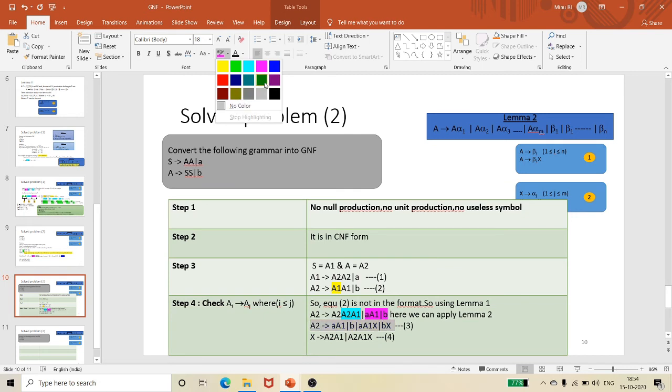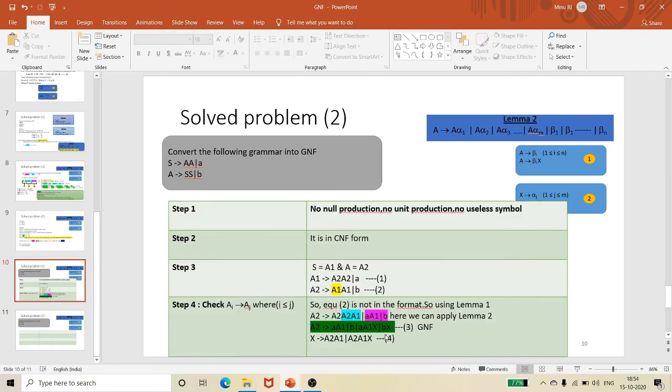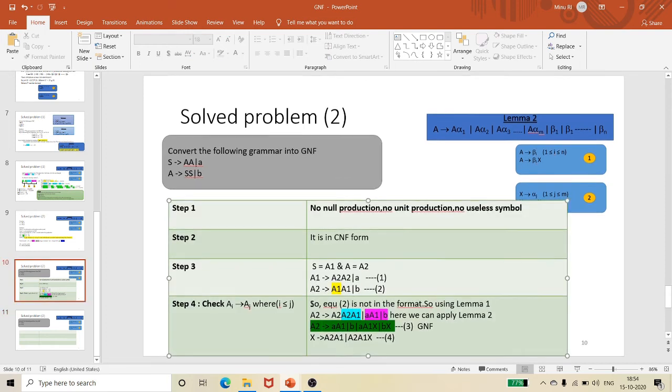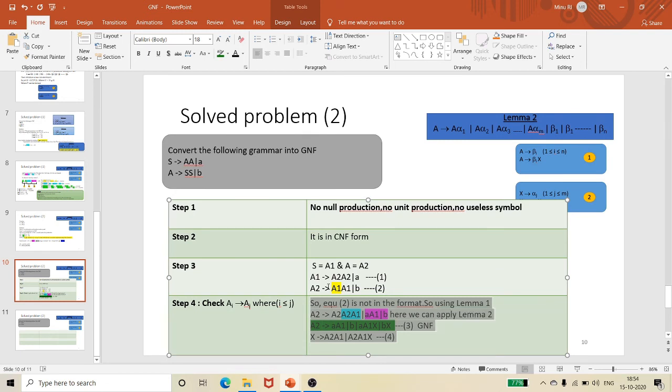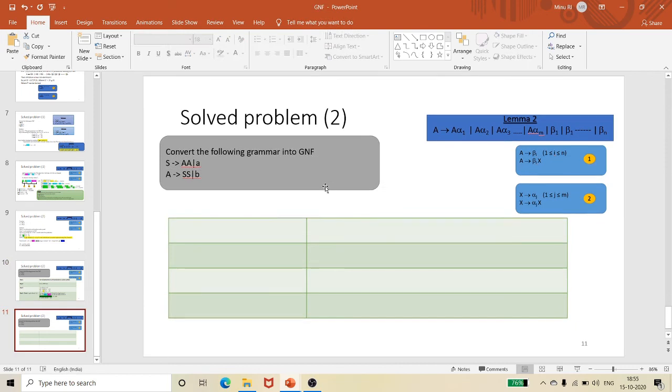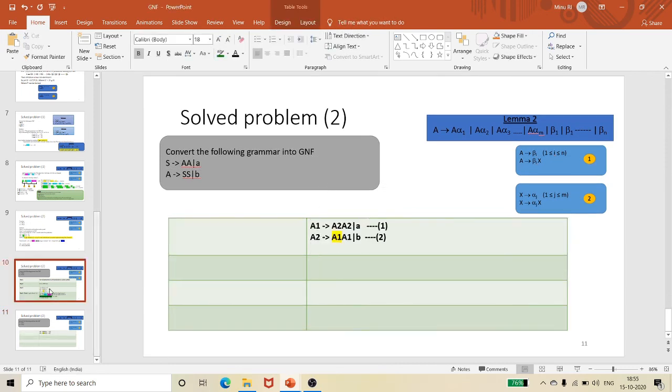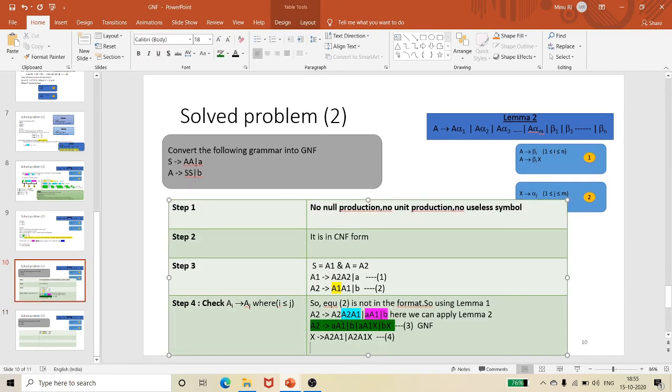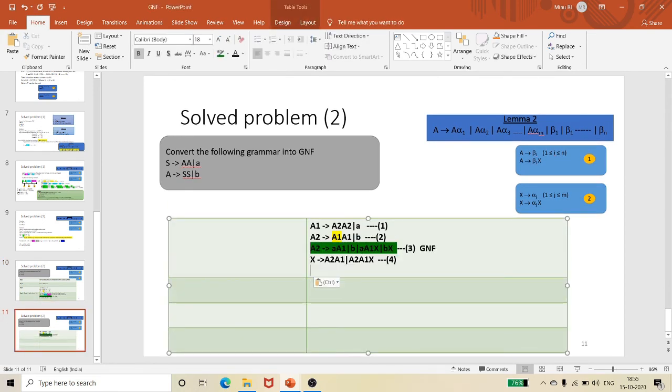You can see that this has become my GNF. This has become my GNF. So my A2 has become GNF. Now let me copy the same thing because it will be useful for us. So let me copy A1, A2 over here and my converted one here. All my equations I copy to the next slide, so it will be useful.